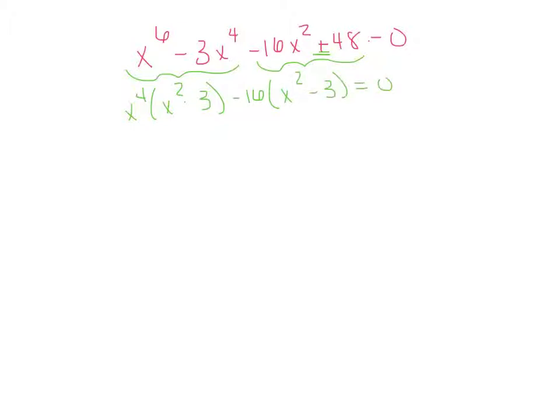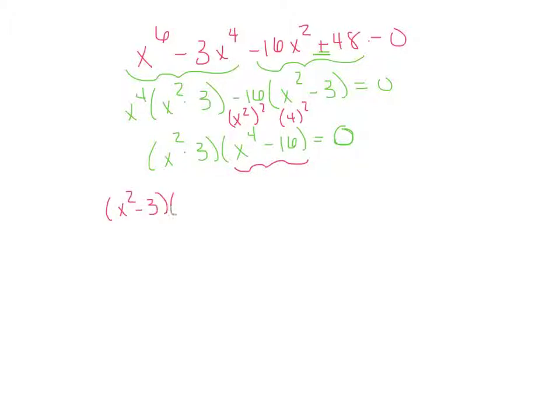And then if we do our greatest common factor again, the x squared minus 3 comes out front, leaving us with an x to the 4th minus 16. And then hopefully you see that that x to the 4th minus 16 is a difference of squares. That is x squared that's being squared, and then 4 that's being squared. So this is going to be x squared minus 3 times x squared minus 4 times x squared plus 4.